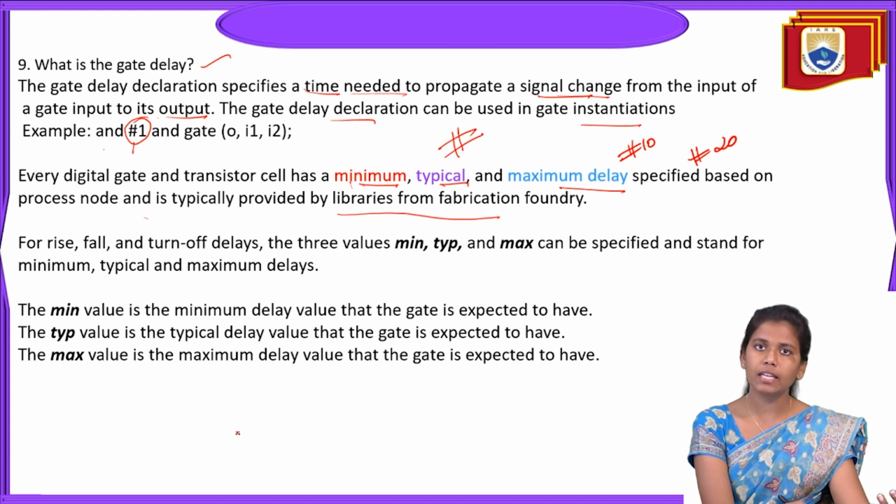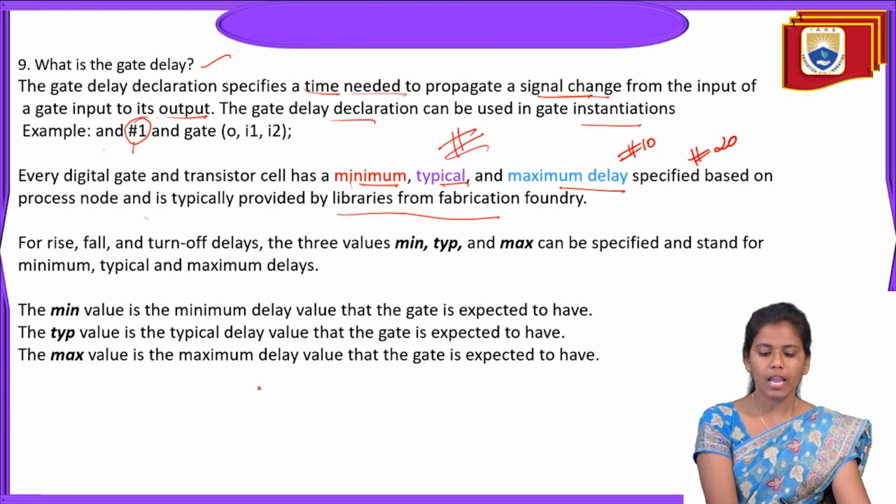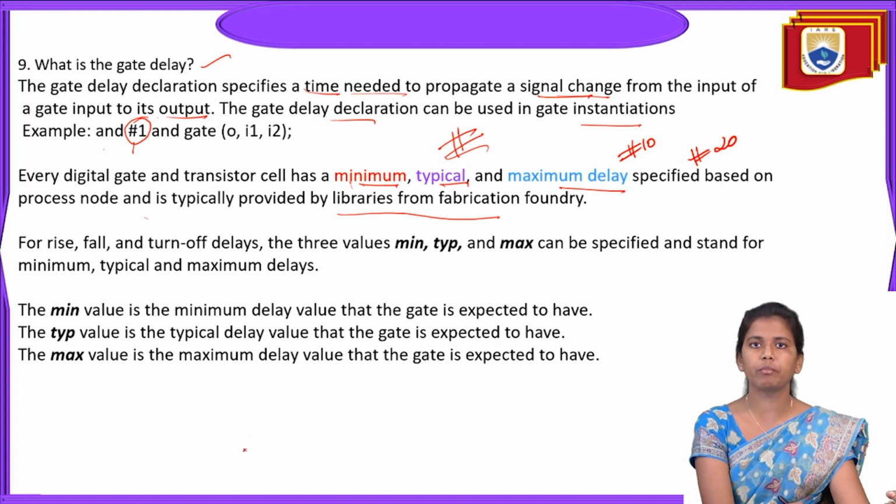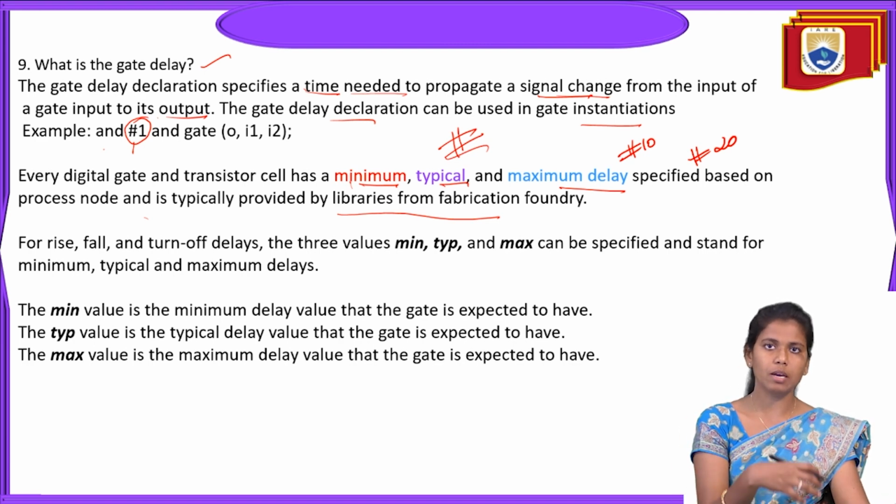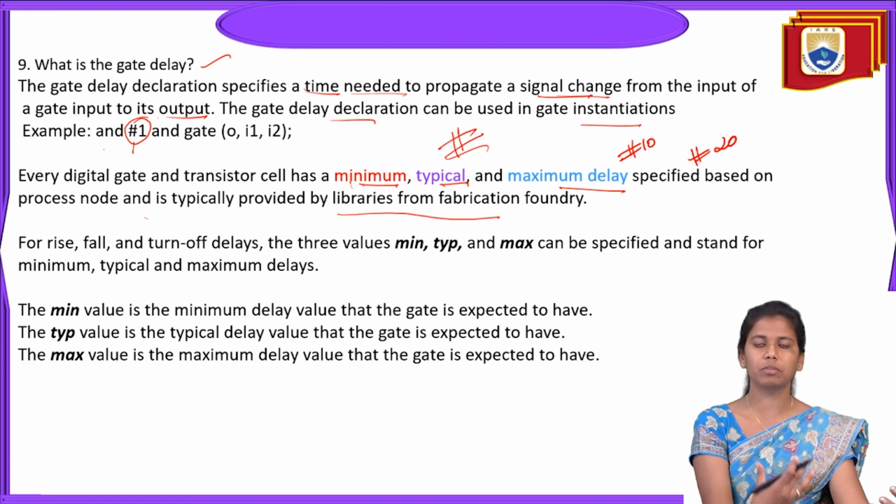Okay, so these delays could be in terms of minimum delay, maximum delay or typical delay. And all such delays can be provided in the library from the fabrication foundry. From the fabrication foundry, all the delays can be easily observed, and we can give them a range based on the delays. Sometimes it may go to the maximum delay, sometimes the minimum delay, and sometimes the typical delay.